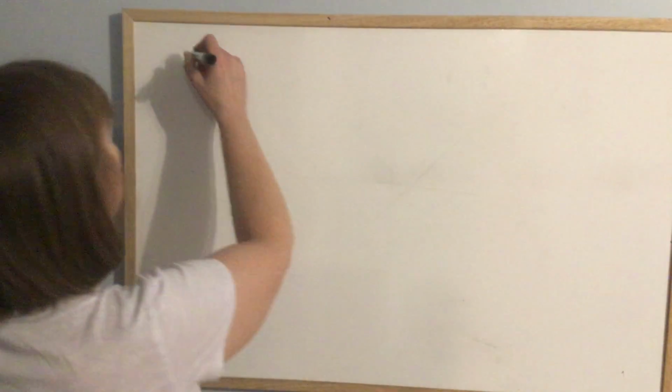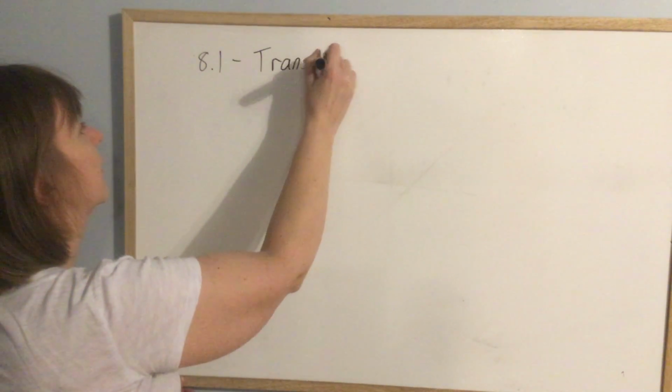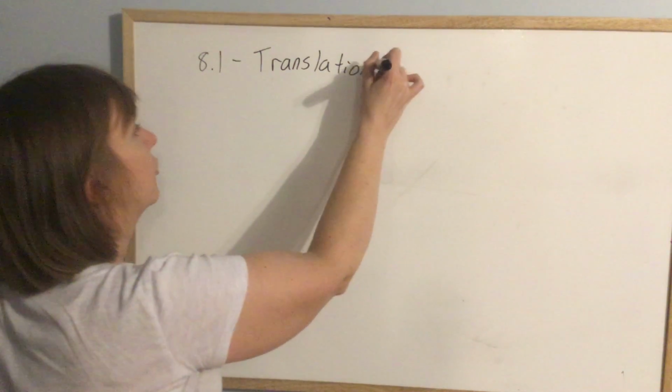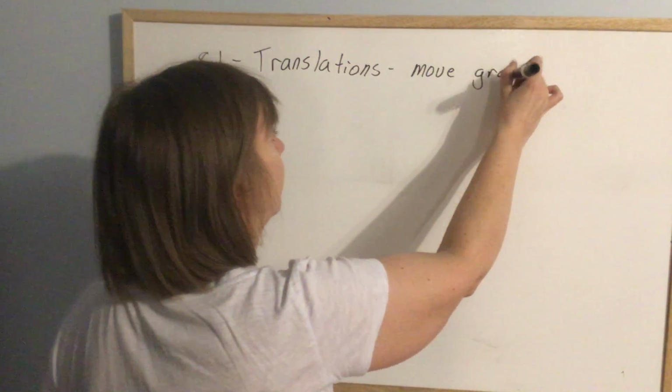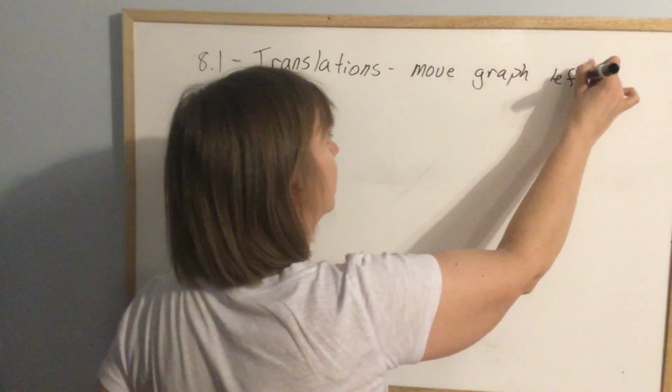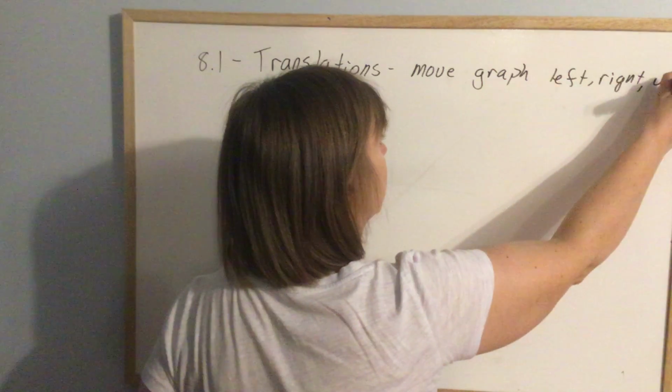So section 8.1. 8.1 was translations. Translations mean to actually move the graph left, right, up, and down.